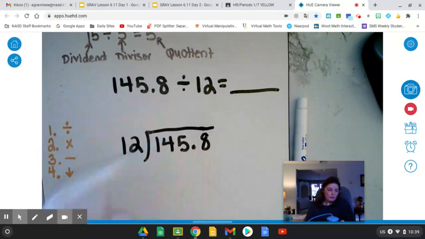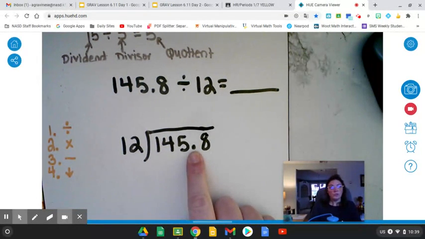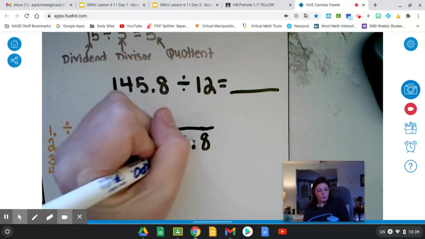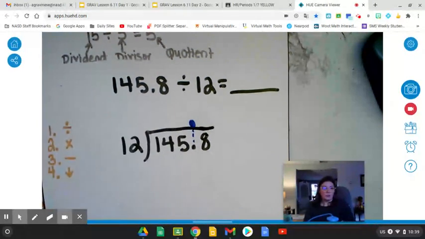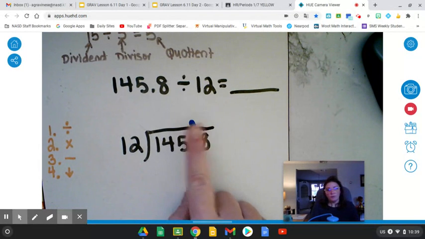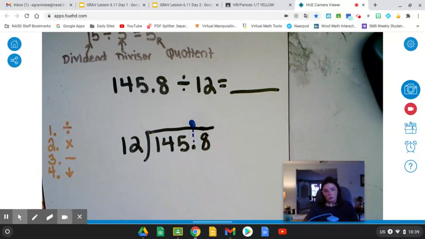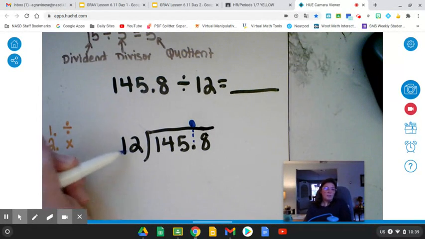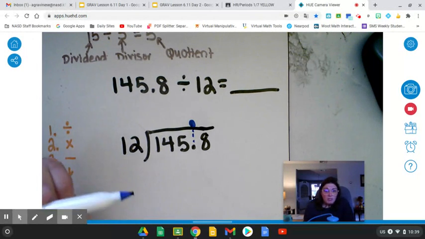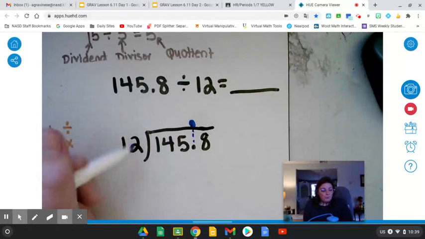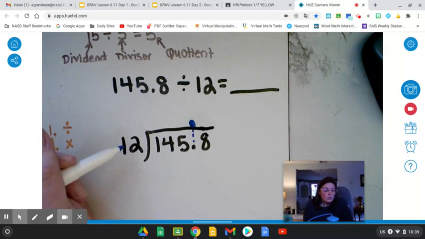Remember that your very first step is to move your decimal point up to the roof, raise that roof, and that's where the decimal point will live. If you have it shifted to the left or to the right, it's going to make your answer incorrect, most likely. So let's do some dividing. 12, that's a better divisor. Even though it's 2 digits, 12 is a times table that you probably know about. So that'll make things a little easier for us.